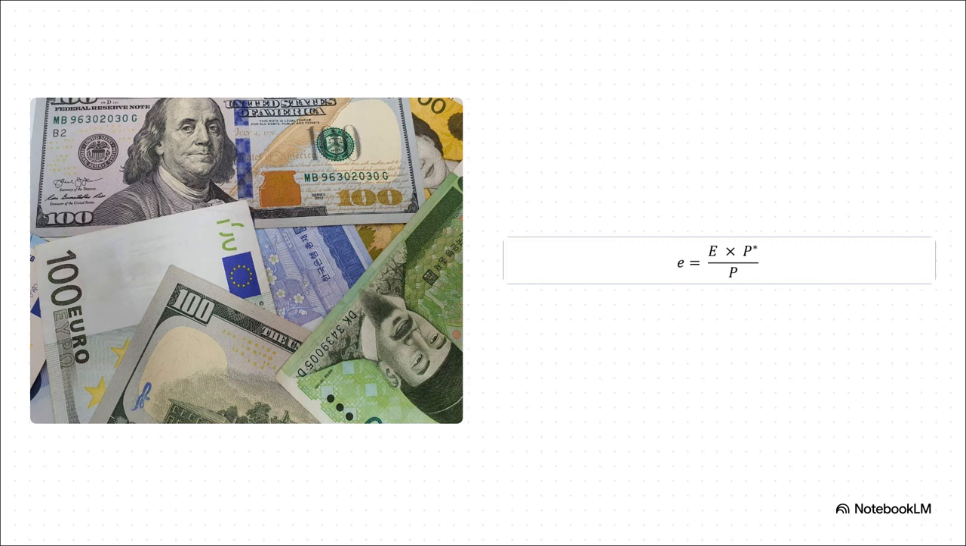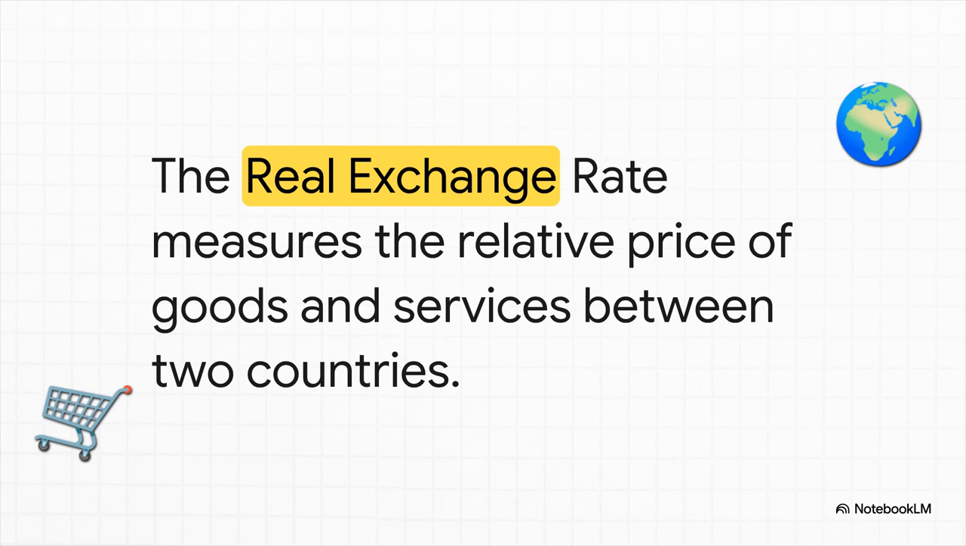What really matters for an economy is something called the real exchange rate. This is the one that tells you about a country's actual purchasing power and how competitive it is. It basically takes that nominal rate and adjusts it for the price of goods at home versus the price of goods abroad. It's the difference between seeing a number on a screen and knowing what that number can actually buy you in another country.